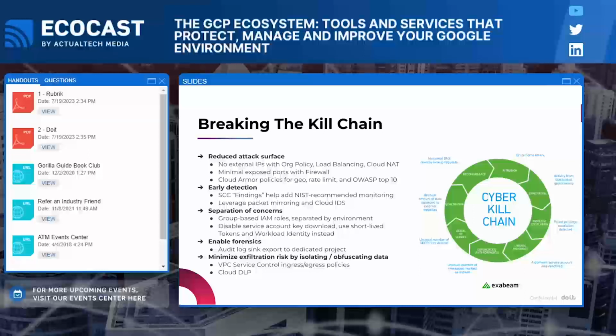So for the first few stages, the reconnaissance, some of that is just social media and you're not going to be able to protect from that. But there might be some indicators that it is going on. And for intrusion and exploitation, what you can do is reduce your attack surface by implementing organization policies that prevent external IP addresses, and then making sure that all inbound traffic comes through Google's front end and Cloud Load Balancing, and egress traffic goes through Cloud NAT. So you control where the traffic's coming in and where the traffic's going out for your entire infrastructure.